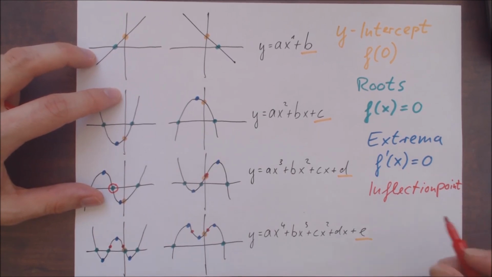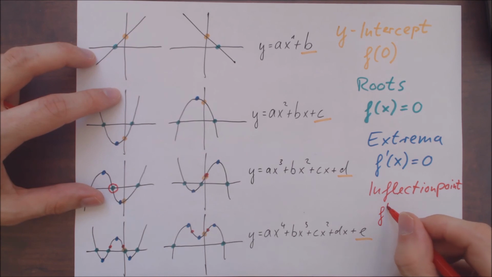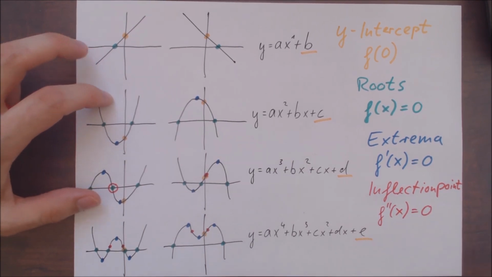We calculate inflection points by setting f double prime of x equal to 0, and then we solve for x.